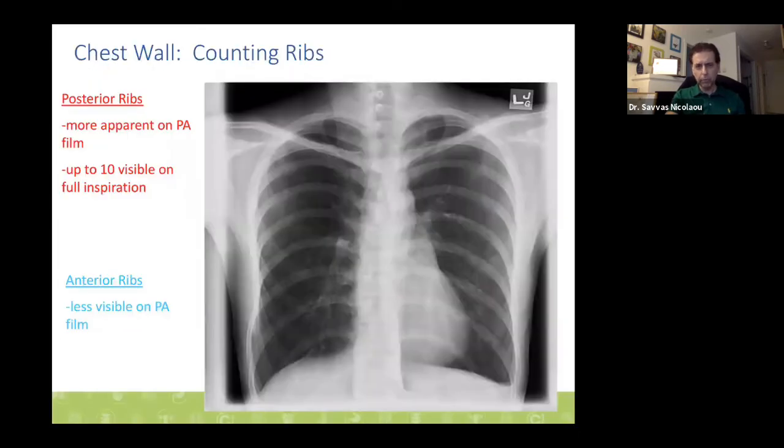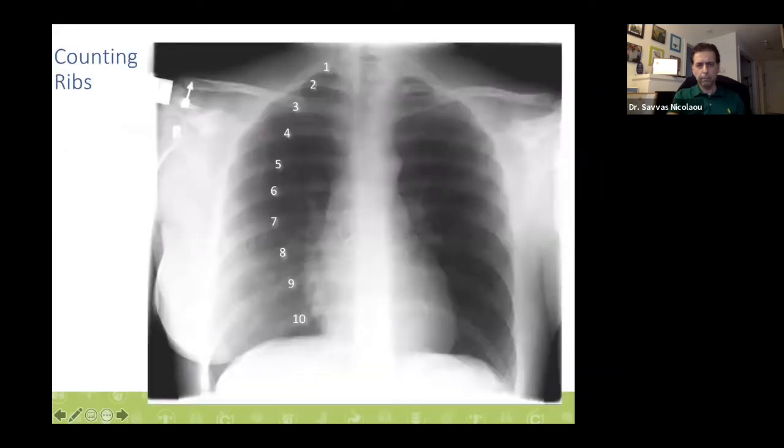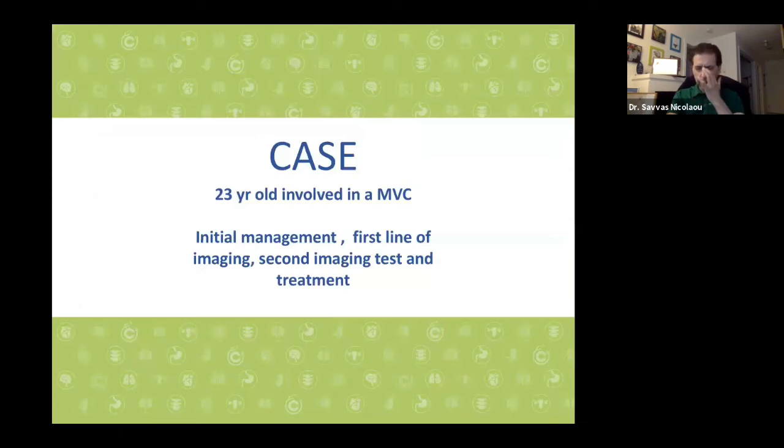Counting ribs, we talked about counting ribs, more apparent on the posterior than anterior, but you can count both. Anterior: 1, 2, 3, 4, 5, 6. Posteriorly, count the first rib, always identify the first rib. And then you can count posteriorly, rib number 2, 3, 4, 5, 6, 7, 8, 9, 10, 11. Counting ribs, important, particularly when you're looking at rib fractures.